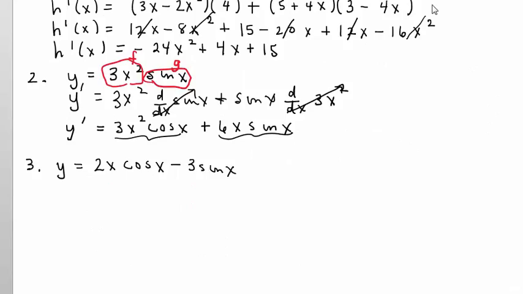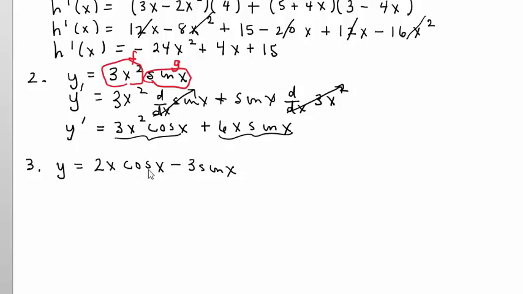So here we have number 3. As you can see, we have y equals, a difference of 2 terms. So what we have to do is look at each term individually and see what kind of differentiation rule we need to use. In this first term right here, I see I have a product, 2x times cosine x. So for this first term, I'm going to have to use the product rule.